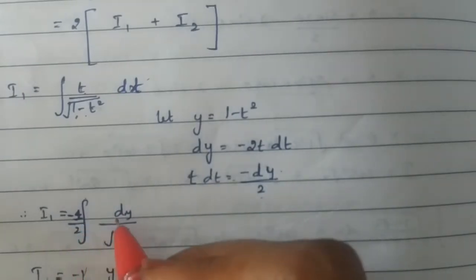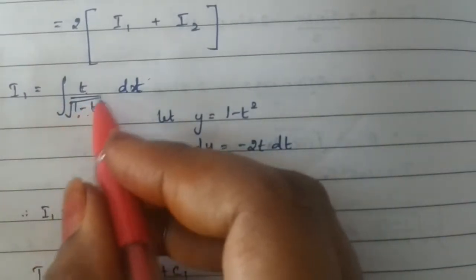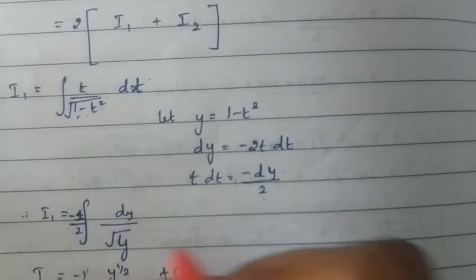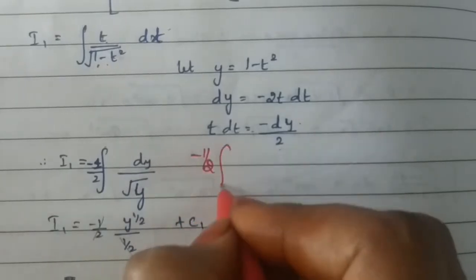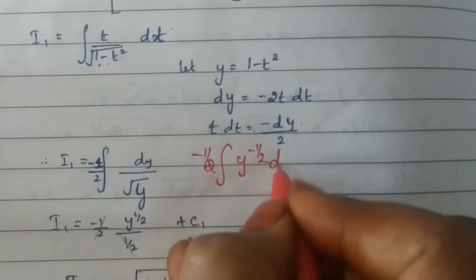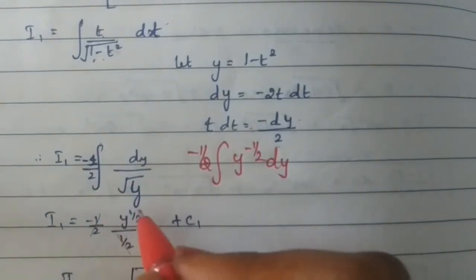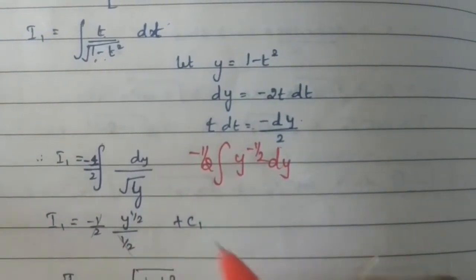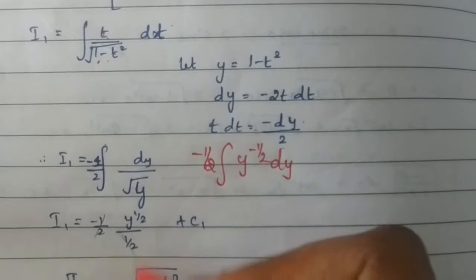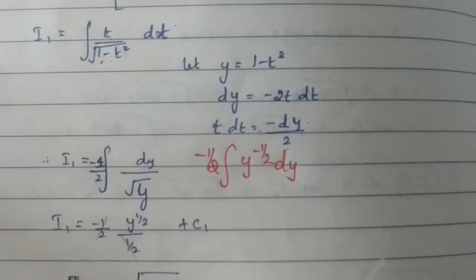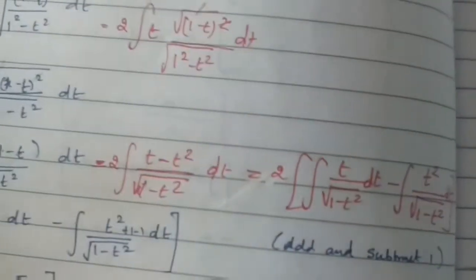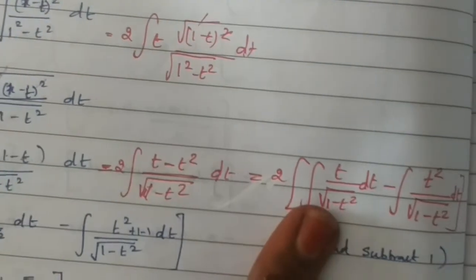Therefore minus 1 by 2 integral of dy divided by root y, which is minus 1 by 2 integral of y power minus half dy. When you integrate, you will get minus half into y power 1 by 2 divided by 1 by 2, plus the constant of integration. The 1 by 2 will get cancelled. After that, substitute the value of y. This first integral is over. You are going to apply the substitution method.